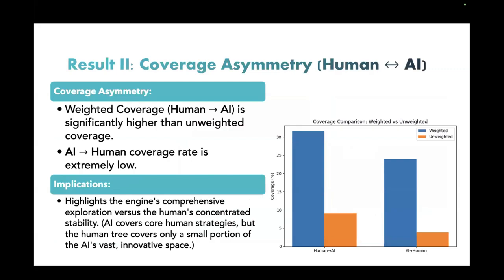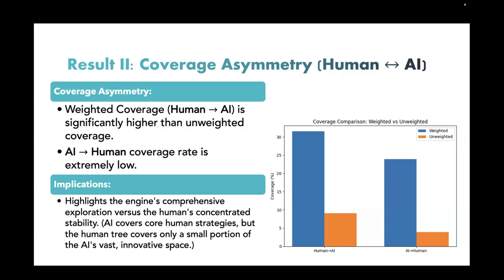Next, we examine the coverage results, which clearly demonstrate the asymmetry of strategy in the figure shown. Look at the left bar set. The weighted coverage is significantly higher than the unweighted. This validates that the AI almost always has a valid counter to the core, most frequent human strategies.